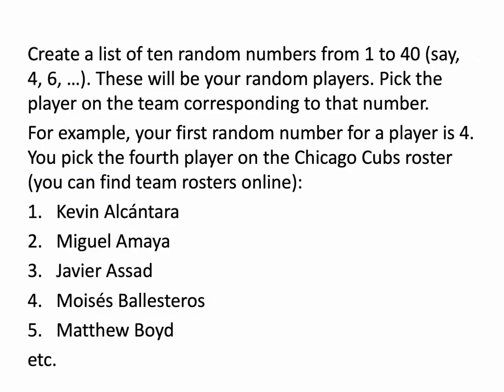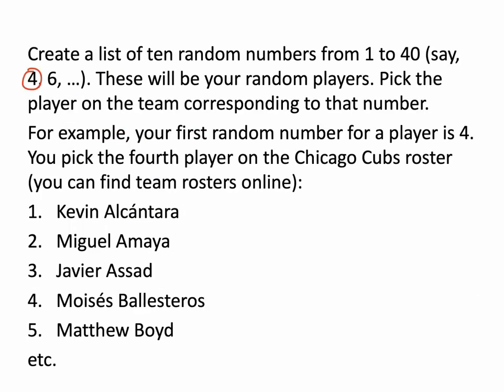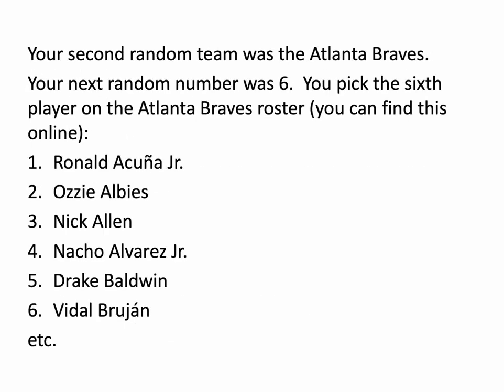Then create a list of 10 random numbers from 1 to 40. Say 4, 6, and so on. These will be your random players. Pick the player on the team corresponding to that number. For example, your first random number for a player is 4. You pick the 4th player in the Chicago Cubs roster because the Chicago Cubs was the first team. So we pick the 4th player in the Cubs roster, and you can find team rosters online. So you would pick Moises Ballesteros.